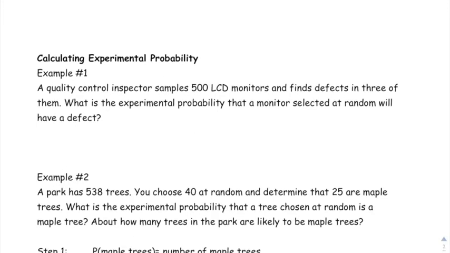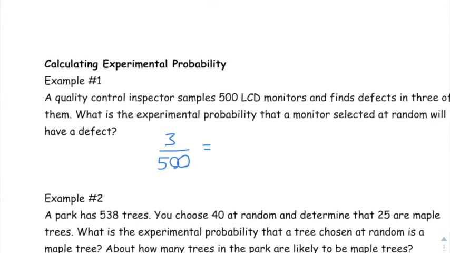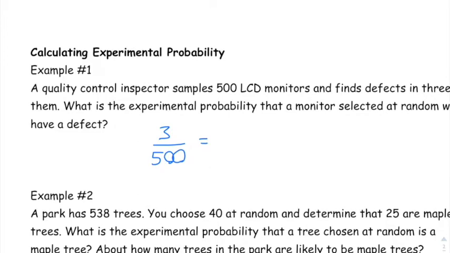Some of them are experimental, some of them are theoretical. A quality control inspector samples 500 LCD monitors and finds defects in 3 of them. What is the experimental probability that a monitor randomly selected has a defect? Out of the 500 he tested, 3 were defective. We'll simplify that to a decimal, which comes out to 0.006, or you could write that as a percentage, 0.6%.